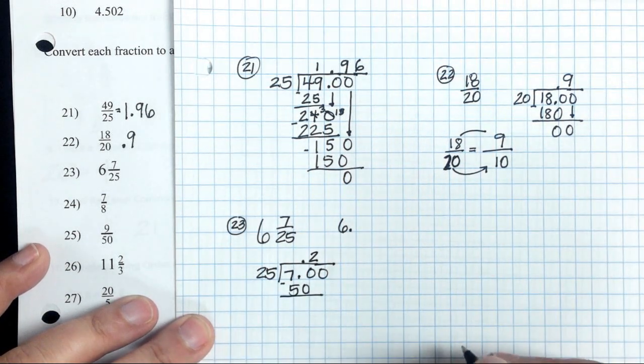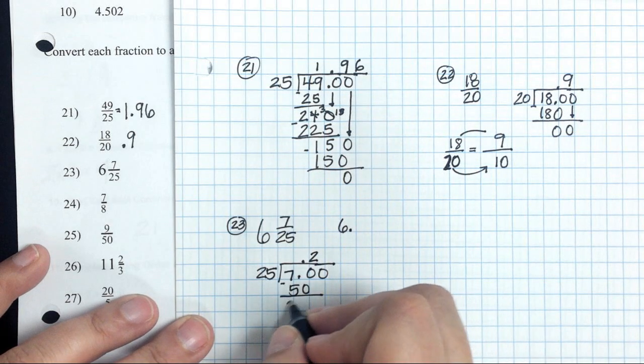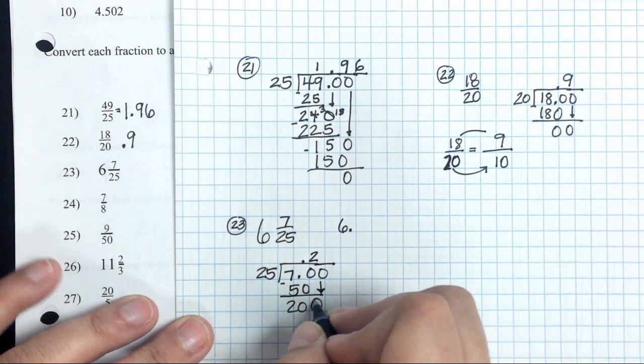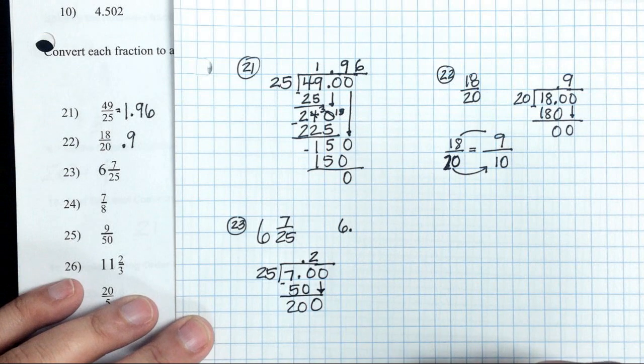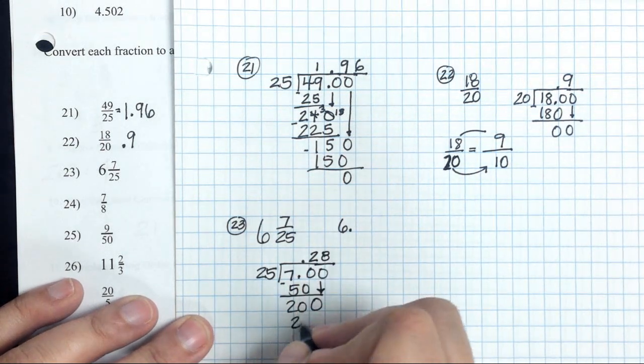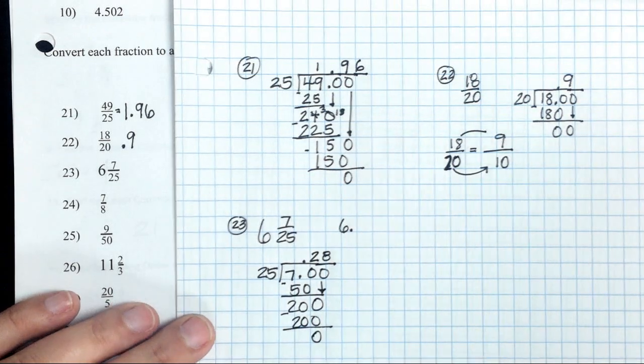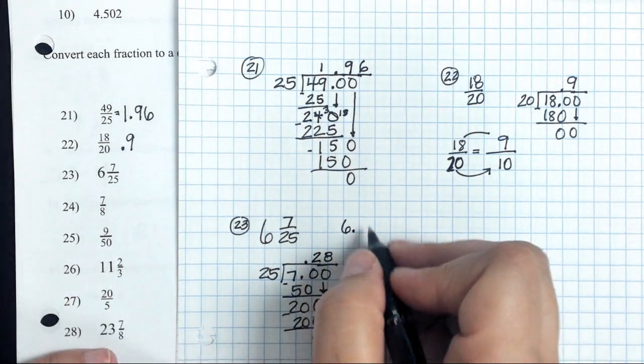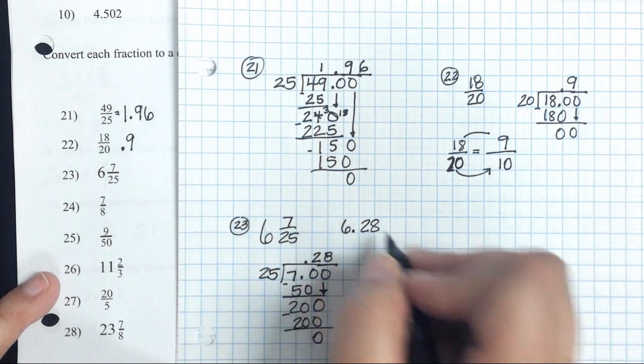So what would I have left over? 20. Bring my 0 down. 25 goes into 200 8 times. And again, terminating decimal. So we got to go back up here and add it to our whole number.